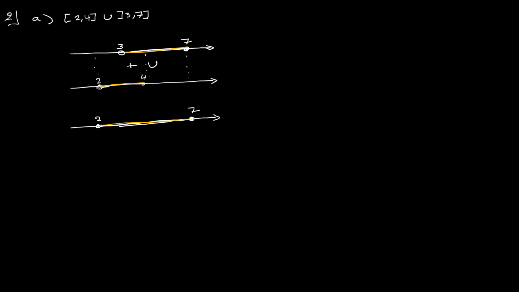Now, let's go to E. And in E, we're going to see something we haven't seen before. The intersection, which is basically an upside-down U. The intersection is going to take the part that's in both sets, that both sets have in common with each other. So, let's have a look.